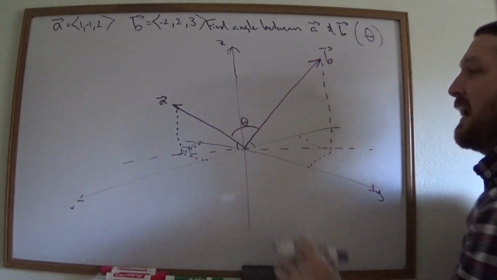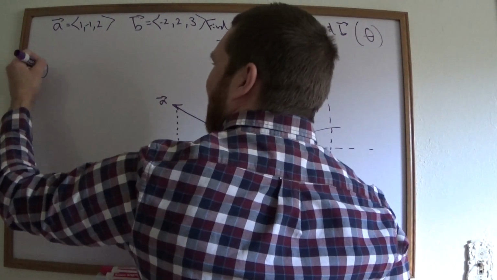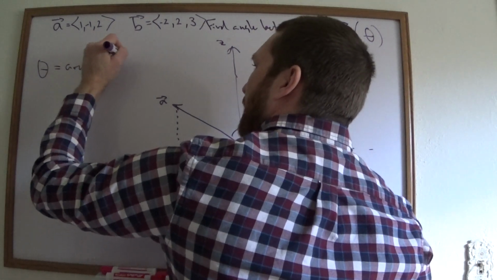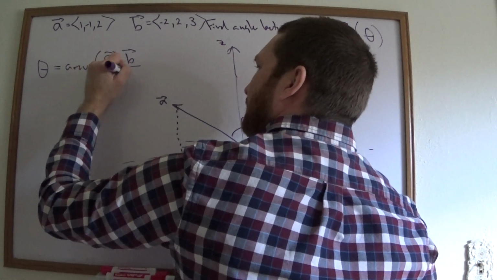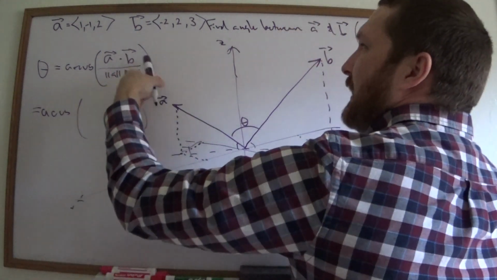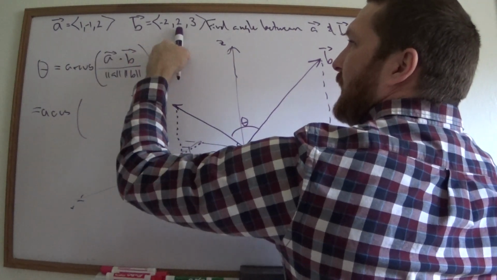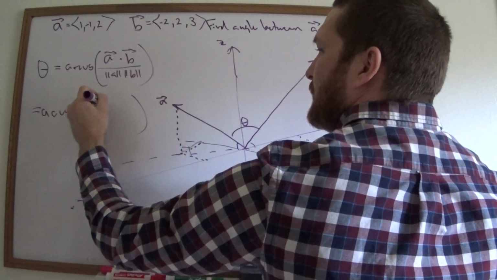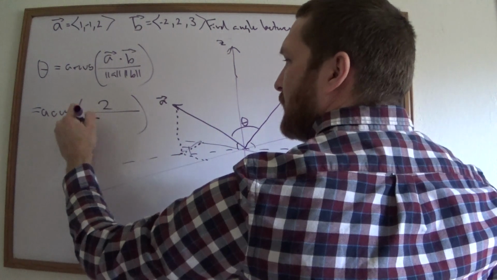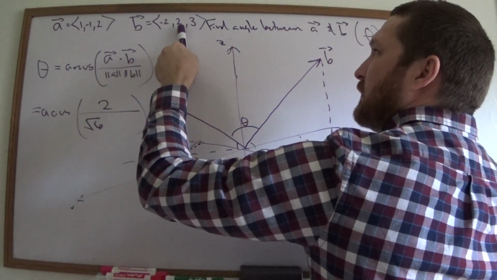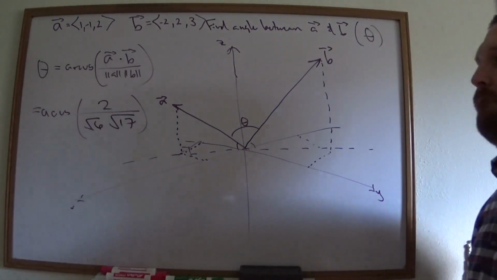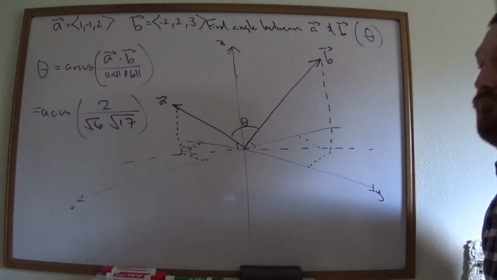So you'd have to find that length and that length, or you could say theta is equal to arccos of A dot B over magnitude A times magnitude B. And in this case, A dot B is negative 2, so negative 4 plus 6 is 2. Magnitude A is a 4 plus a 1 plus a 1, so root 6. Magnitude B is a 4 plus 4 plus 9, so root 17, and you're done. And it works in every dimension.